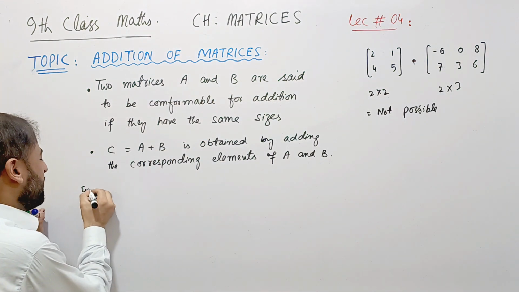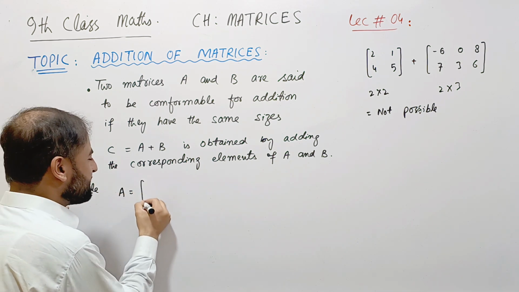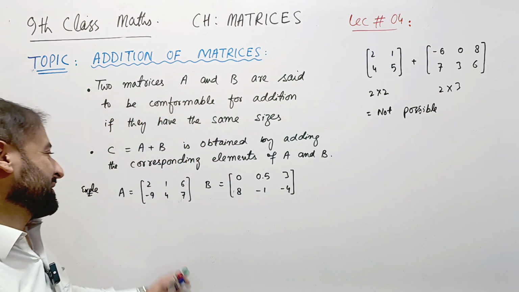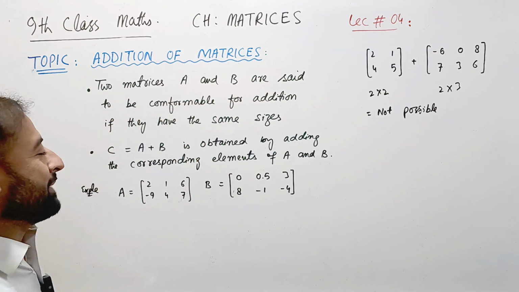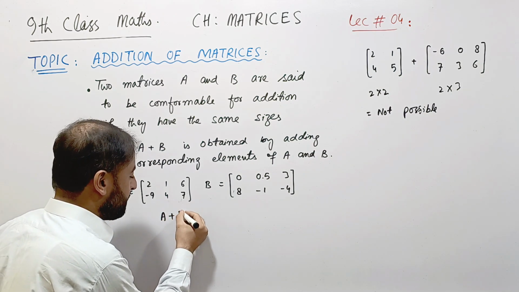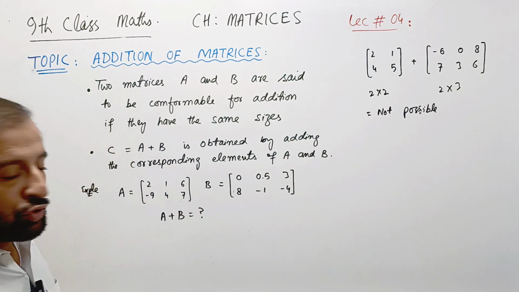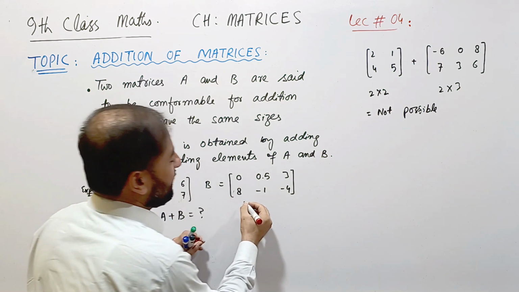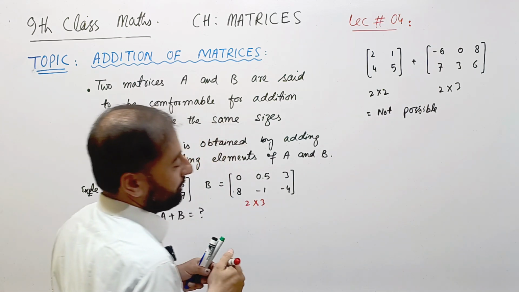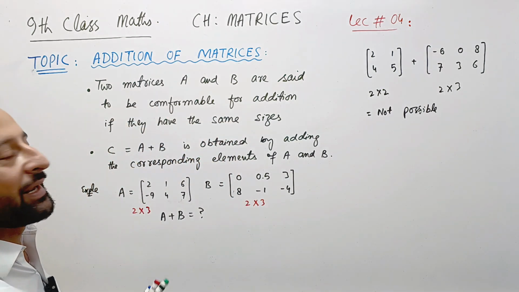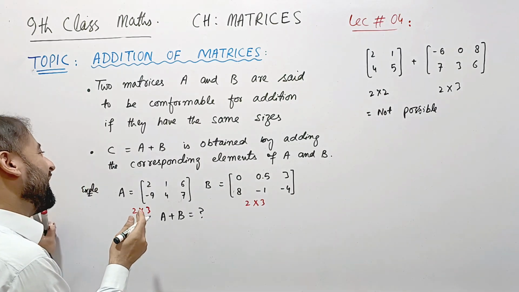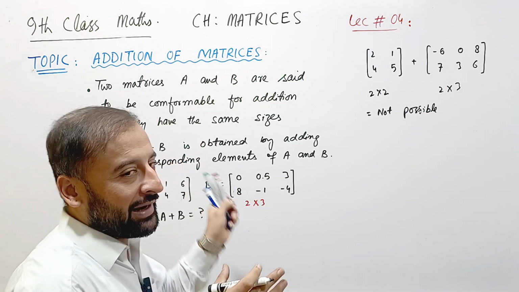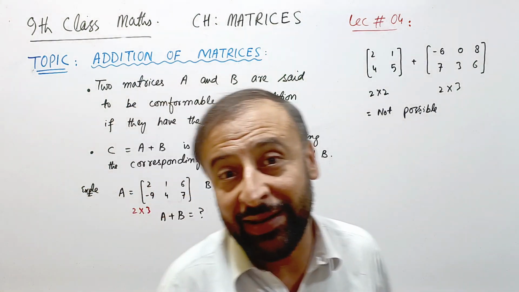For example, I am given these two matrices. Two matrices are given and they have the same size, and he says find A plus B. Add A and B. So the size of matrix A is 2 by 3, having 2 rows and 3 columns. Similarly, the size of matrix B is 2 by 3 as well. Then they are conformable for addition, and I say that C is equal to A plus B. If they are the same sizes, we can add them, and if we add them, we will have a new matrix C.